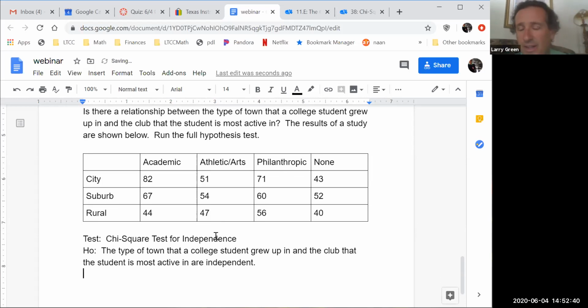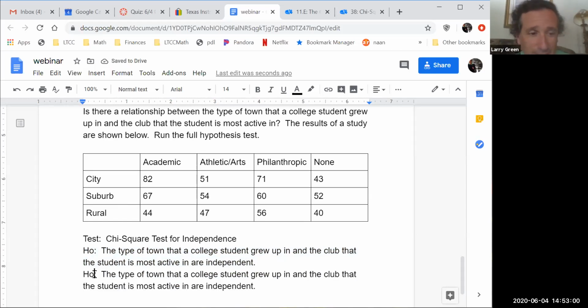Any questions on this H0? Any questions on this? Okay. The good thing, just like with the other tests, is I can copy and paste. I love copying and pasting.